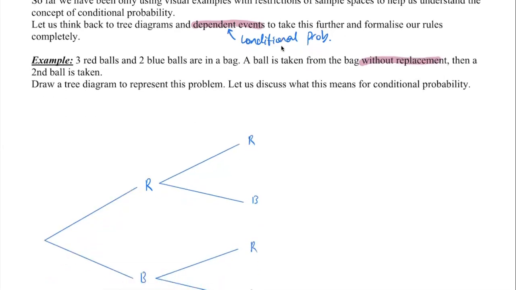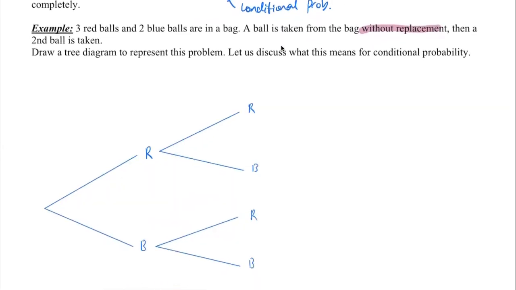So let's have a look at this example. We have 3 red balls and 2 blue balls in a bag. A ball is taken without replacement, so that means we don't put it back in, making this a dependent multi-stage experiment. And then a second ball is taken. It says draw a tree diagram to represent this problem. Let's discuss what this means for conditional probability.